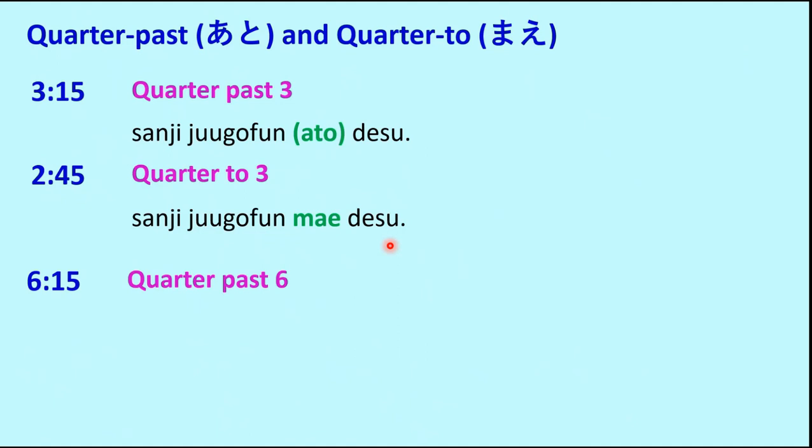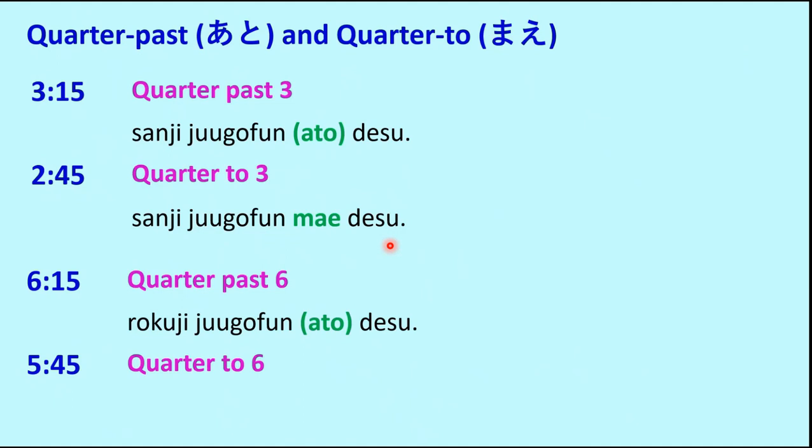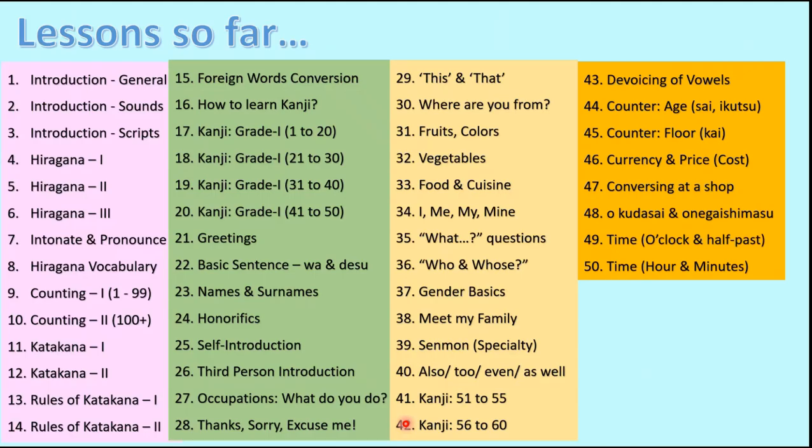Likewise, 6:15, quarter past 6, is Rokuji jugo-hun ato desu. And 5:45 is quarter to 6, which will be Rokuji jugo-hun mae desu. So using mae, we can express the 45 minutes of an hour as quarter to the next hour. Here we don't have to use goji. So 5:45 is Goji yonjugo-hun desu, and in terms of quarter to 6, it becomes Rokuji jugo-hun mae desu.